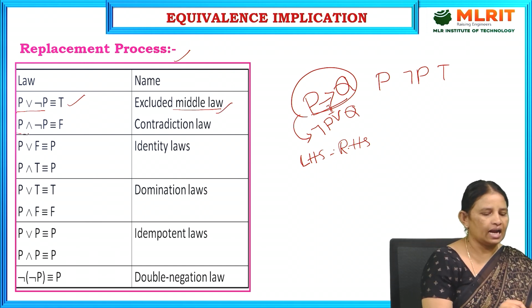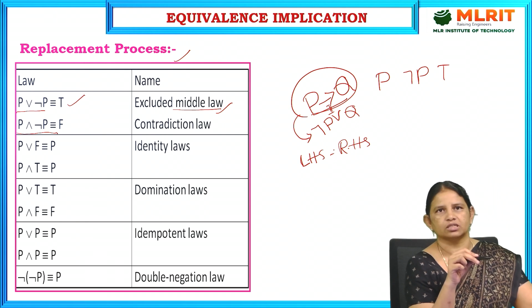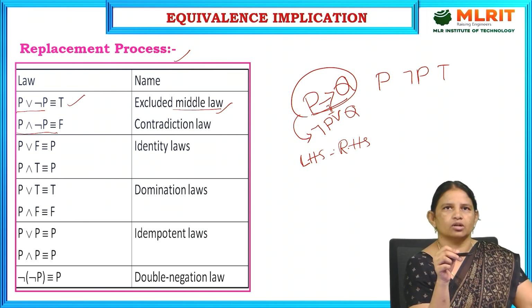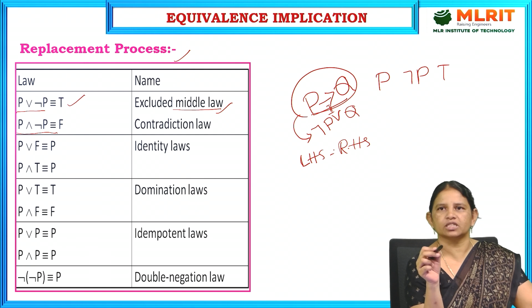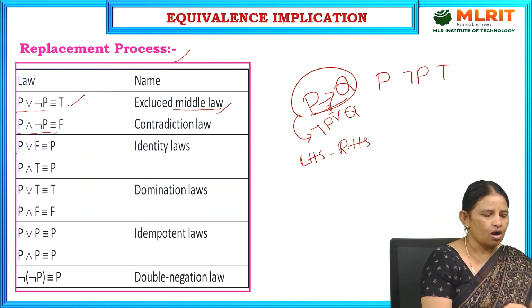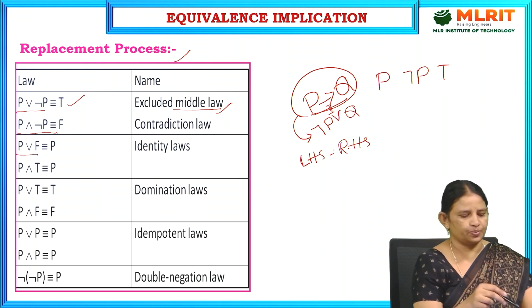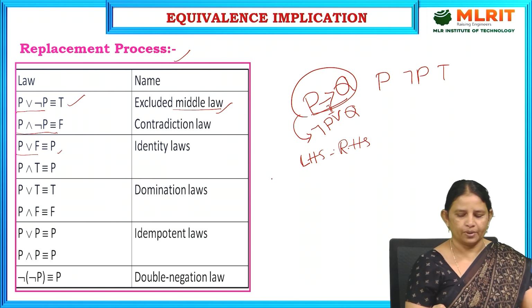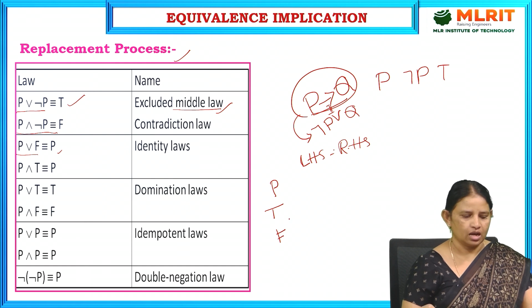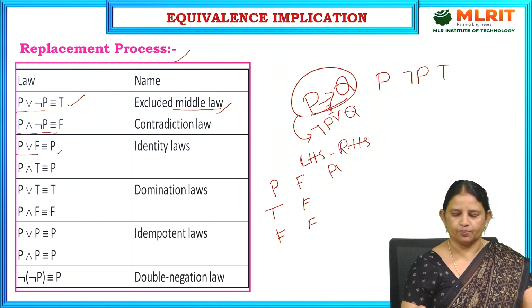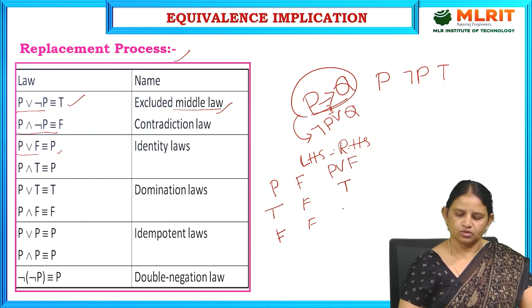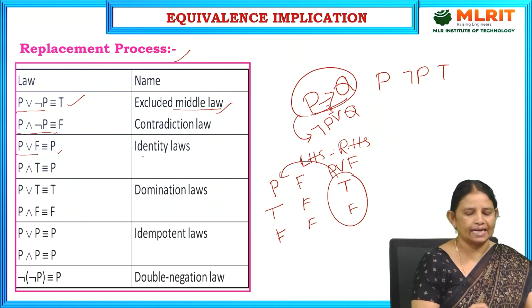The second one is P and negation P is false. It is the contradiction law. These laws are useful to find whether two propositions are equivalent or not. Next, P or false is P only. P is either a true or a false statement, and false consists of false only. If you take P or false, what does it show? True or false is true, false or false is false. So the equivalent proposition is P only. That is called the identity law.